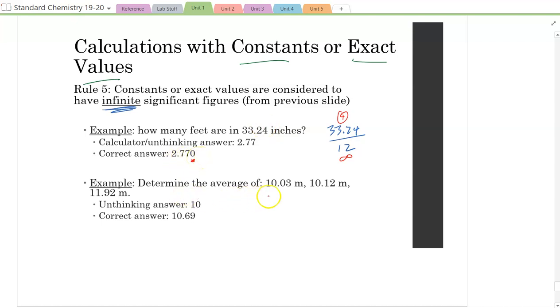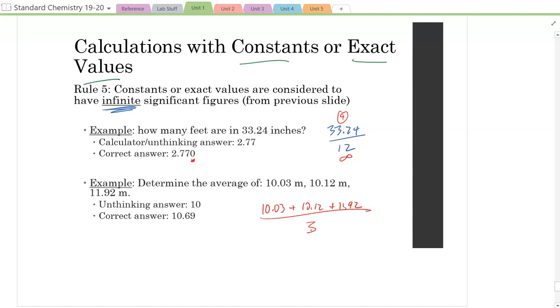On the other hand, as another example here, you have the average of 10.03, 10.12, so on and so forth. So how do you do this? Well, effectively, it's going to be 10.03 plus 10.12 plus 11.92. You divide those all by 3, right? Because that's how you do averages here.